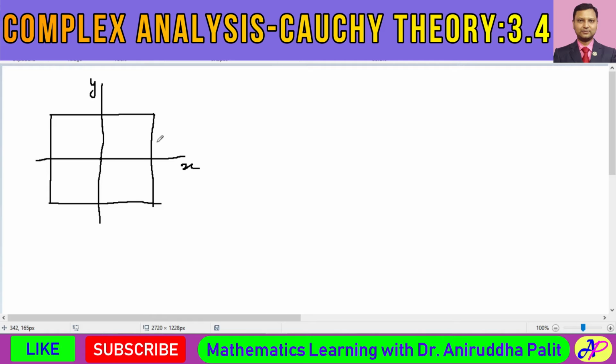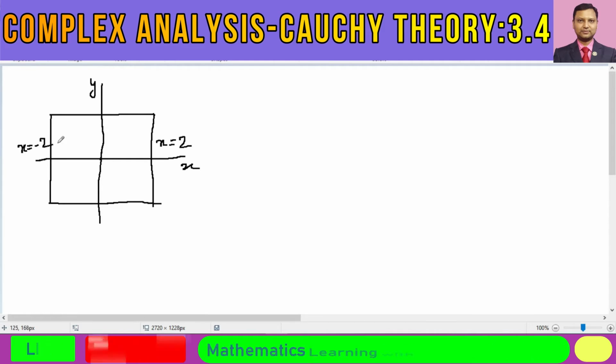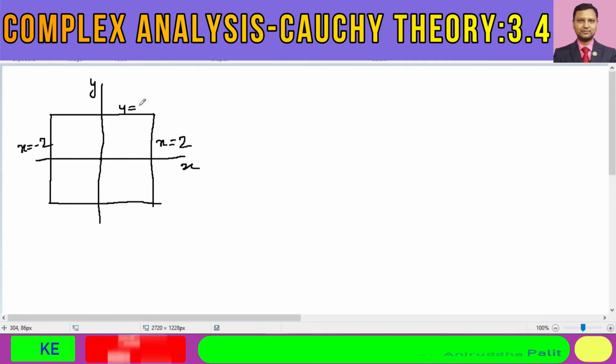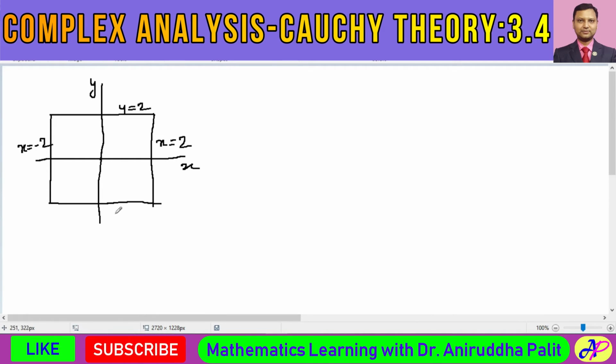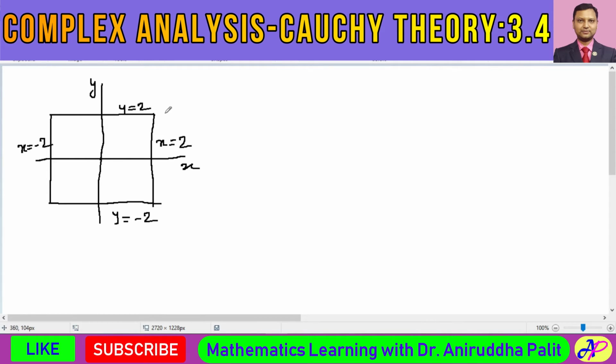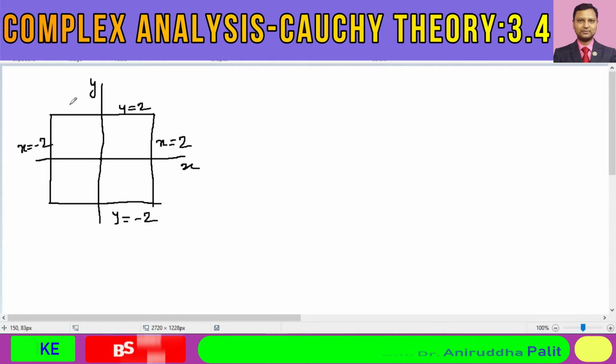That means this is the straight line x is equal to 2. This is the line x is equal to minus 2. This is y is equal to 2. And over here, this is the line y is equal to minus 2. So let's consider the boundary of this square as the curve C.